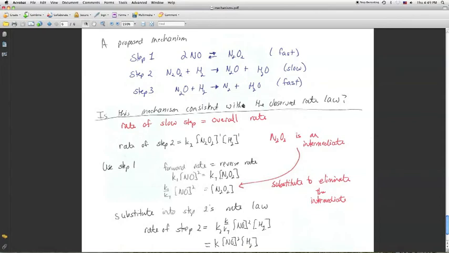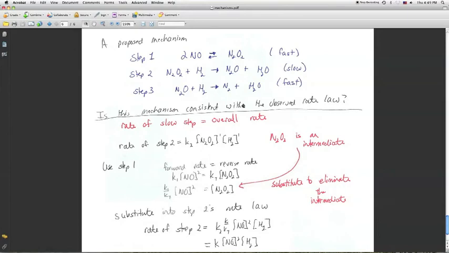In order to be consistent, this statement in red has to be true. The rate of the slow step for the mechanism has to be the same as the overall rate. We have to prove that they match. So I write, here's the rate of step 2. Step 2 is identified as the slow step here. I write a rate law for step 2. It's little k2 times N2O2 to the first power and H2 to the first power.